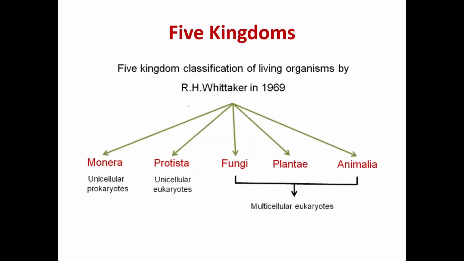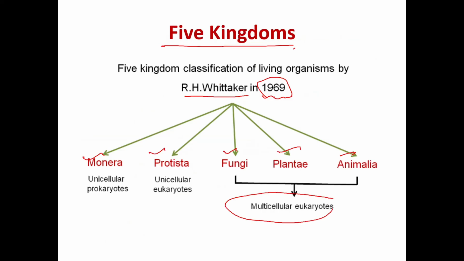That five kingdom classification given by R.H. Whittaker in 1969. Monera, protista, fungi, plant, animalia, all are the multicellular eukaryote, whereas these are the unicellular. Monera is a primitive kind of kingdom, so it's prokaryotes, protista, and other one fall under category of eukaryote.